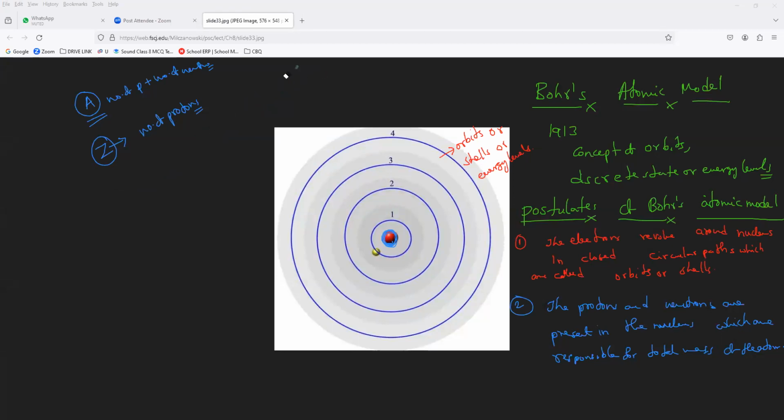So the second postulate of Mr. Niels Bohr, the Bohr's atomic model, is that the protons and neutrons are present in the nucleus, which are responsible for the total mass of the atom.